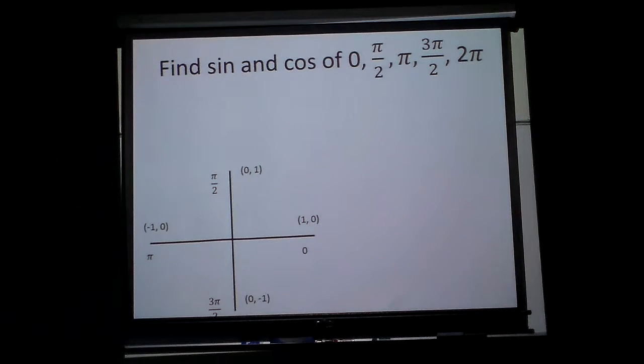Here's what's going to happen. A lot of your answers are either going to be what? 0 or 1, or maybe 0 or negative 1. Well, how do you know? Well, first off, sine of 0 is just y over r. Go over here. What's y? 0. All right?